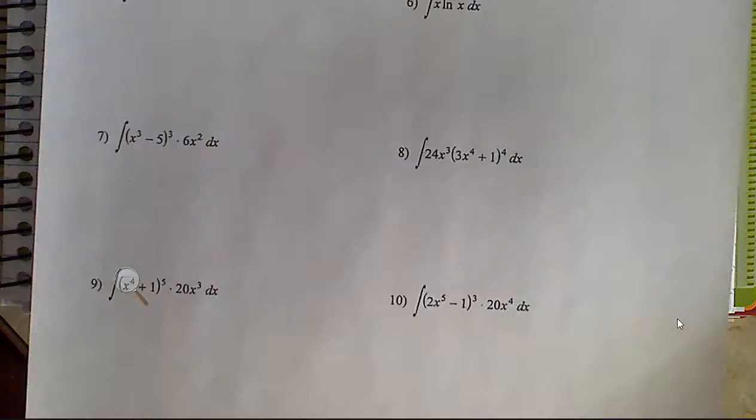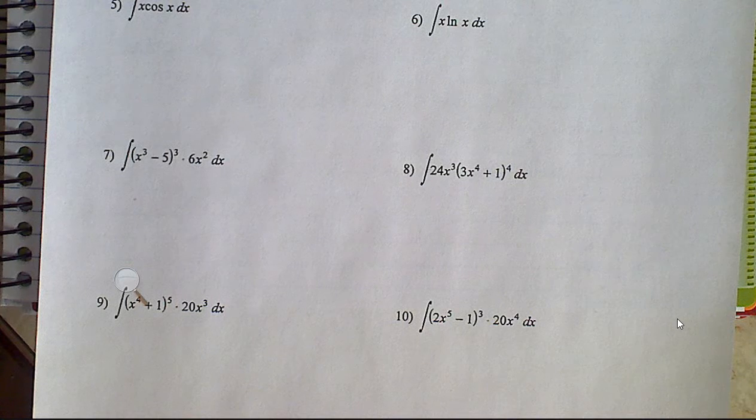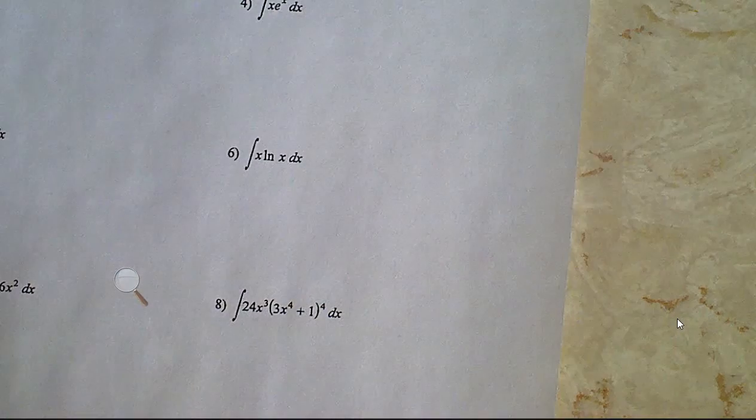Number 4 we just did on the board. 1 through 6 is integration by parts. 7, 8, 9, and 10 is U substitution.